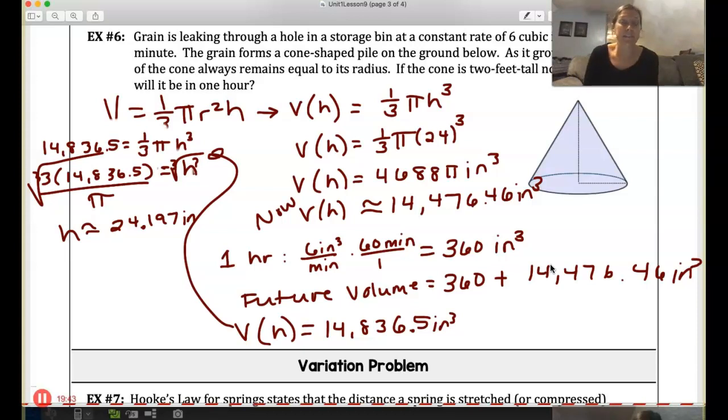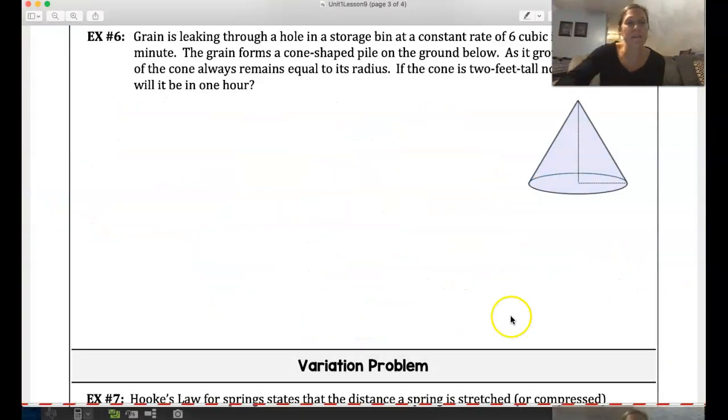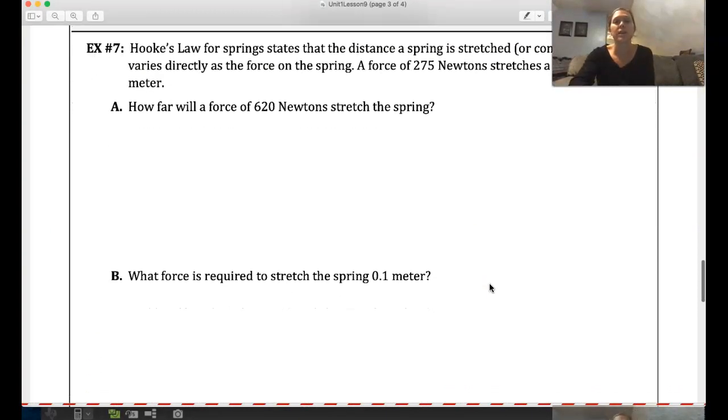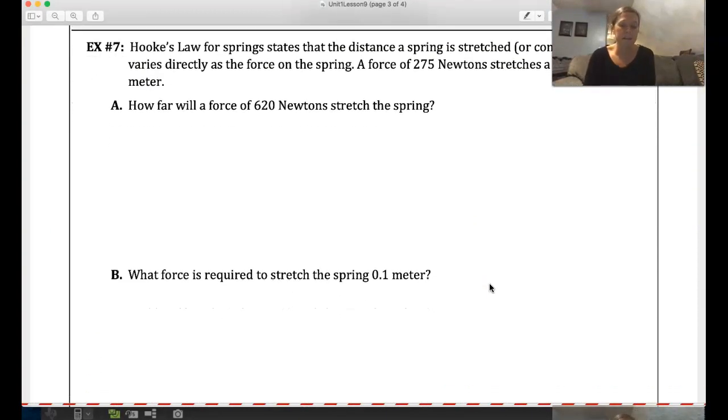I like that one. All right, example number 7, Hooke's law. Hooke's law for springs states that the distance a spring is stretched or compressed varies directly as the force of the spring. A force of 275 newtons stretches a spring 0.2 meters. So remember our direct variation, that's y equals kx, right?